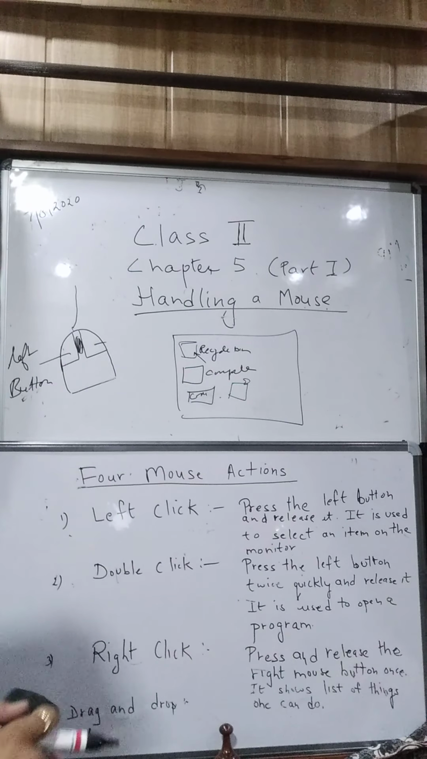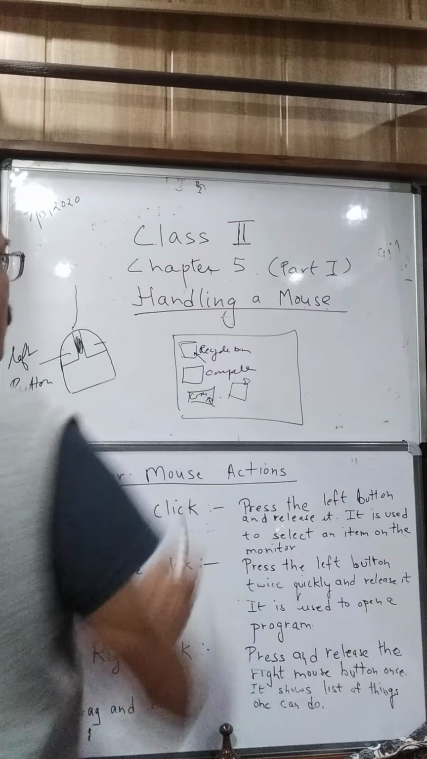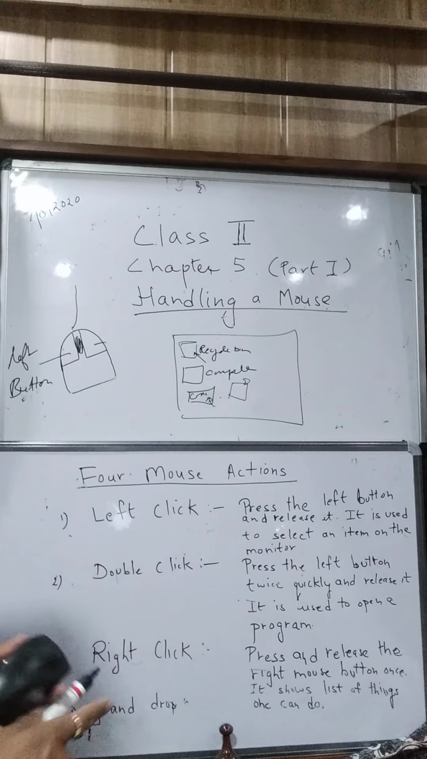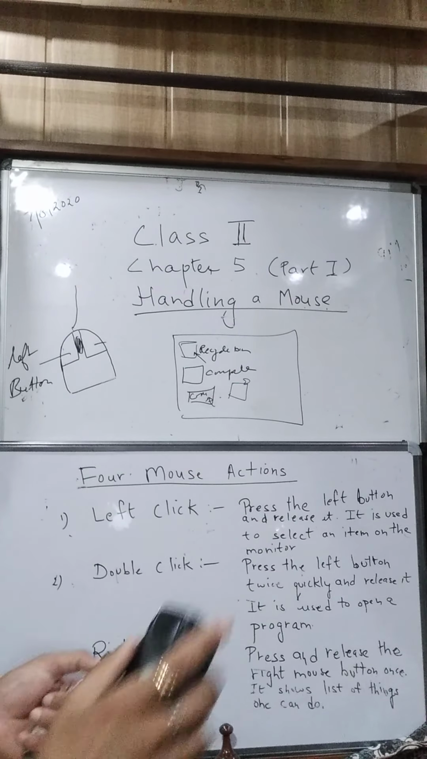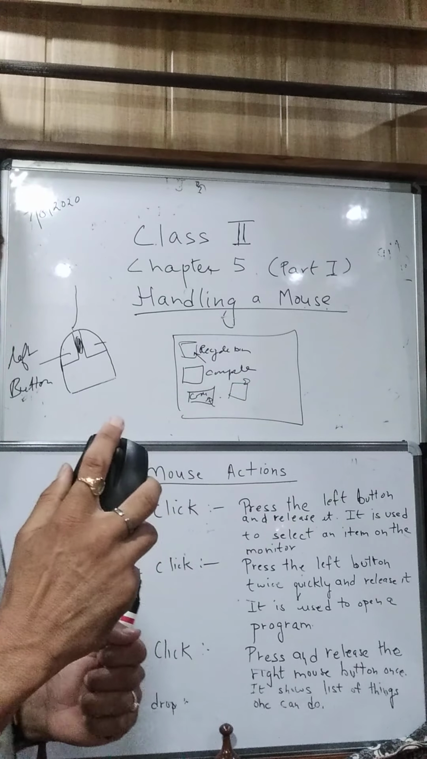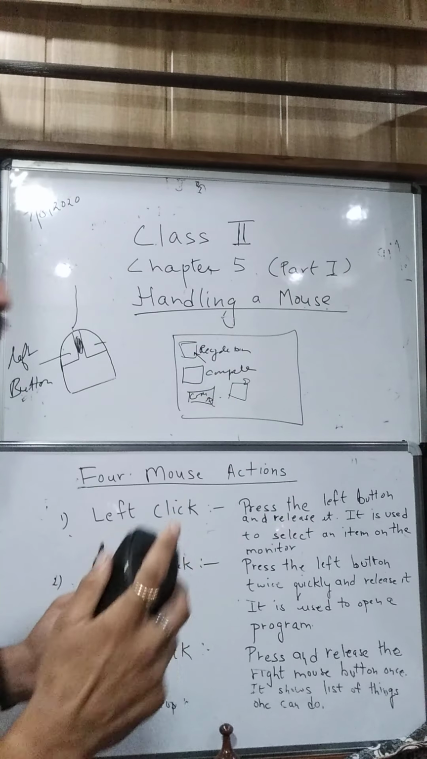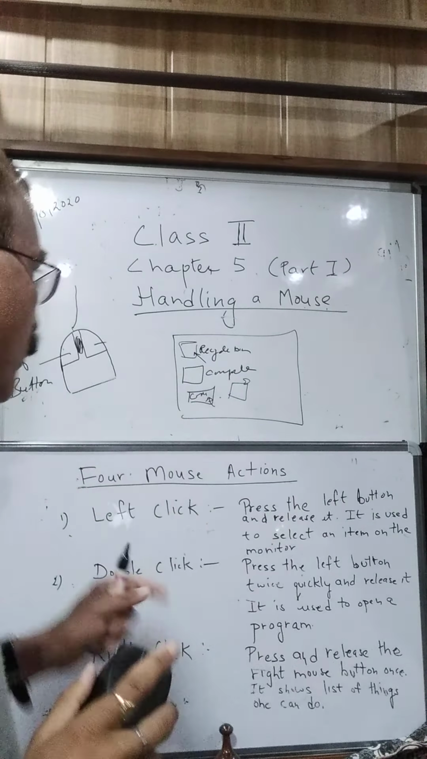Now suppose I have a folder here and I want to open it, or I have a game here. You bring the mouse pointer and press the left button, and if you want to open it, you just double click. What is double clicking? Double clicking means pressing the left button twice quickly and releasing it. Like this, I'm holding it. Not to worry, I will show you practically when I do it on the laptop.